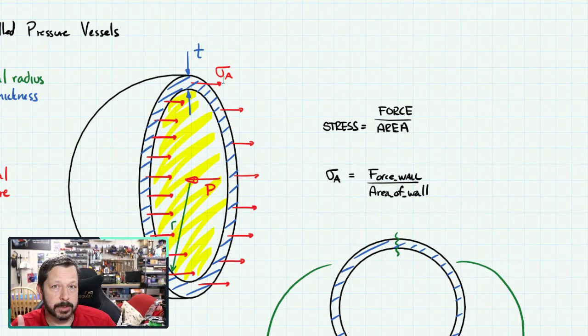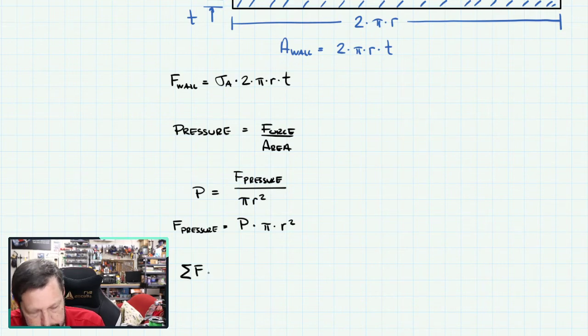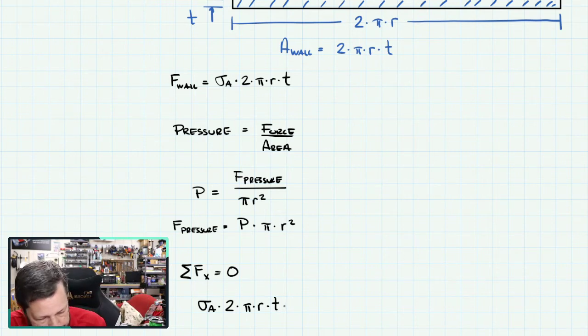So I'm going to do a force balance in the x direction. These pressures are associated with forces. I just solved for the force in the wall and the force from the pressure. I have equations for both of those, and they need to balance. So I'm going to take these two forces and write summation of forces in the x direction, again I could have drawn them in any orientation, equals 0. I drew the force in the wall going to the right, so it'll be a positive force: sigma A times 2 times pi times r times t. I drew the pressure going to the left, and so its force is also going to the left, minus p times pi times r squared.